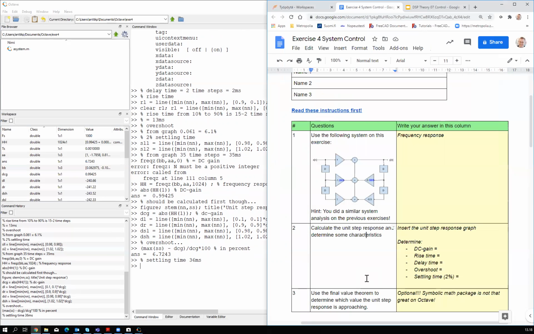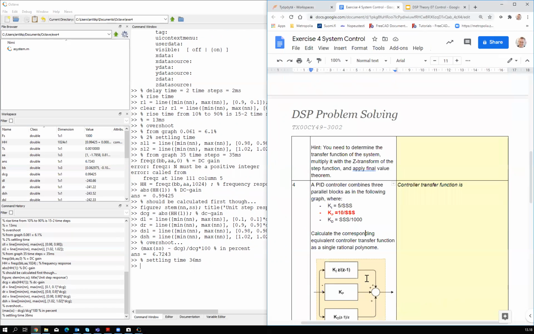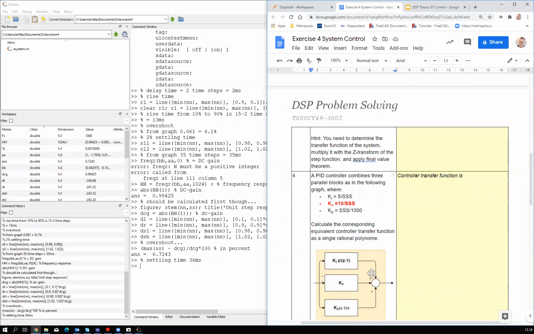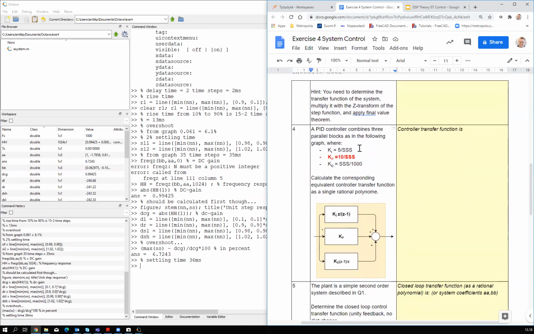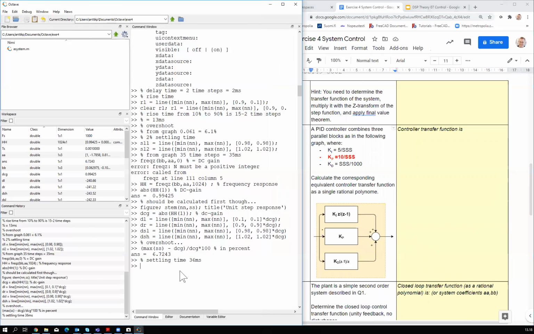And now I've gone over only 2 of the first ones. But anyways, the following is quite straightforward. PID control combines 3 parallel blocks. So if you have parallel blocks, just for fun, I will do parallel blocks of 3 systems. So this was a low pass filter. So it could be used as an integrator, right?